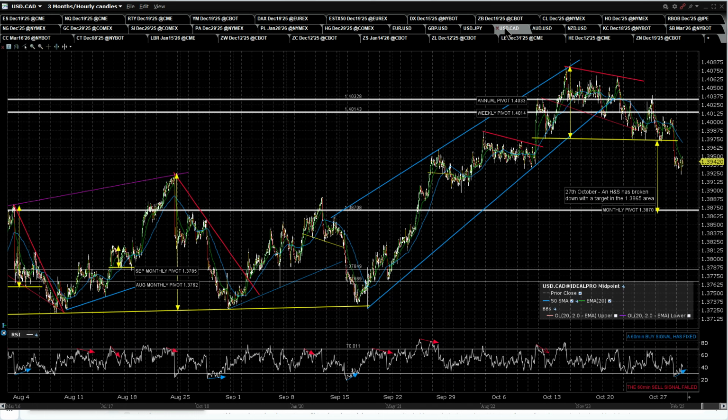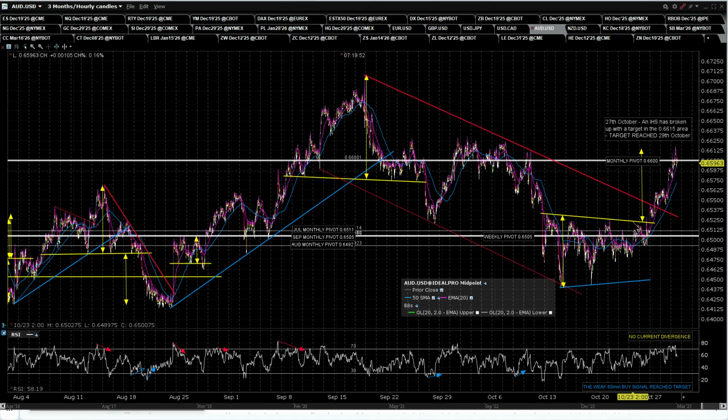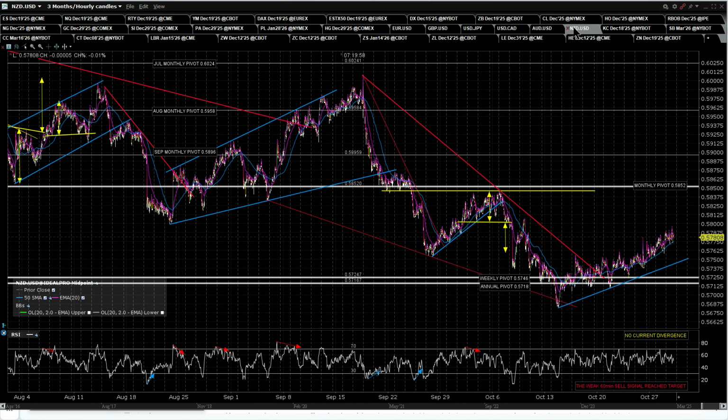We've got a 60-minute buy signal fixed on USD CAD, which is suggesting more upside for the dollar, though we do have a larger head and shoulders that's broken down. Australian dollar, we had an inverted head and shoulders which broke up, and that's now made target. No current divergence on NZ. Still looks like a bear flag forming. So it's kind of a mixed bag, but weakly supportive of dollar going further up.